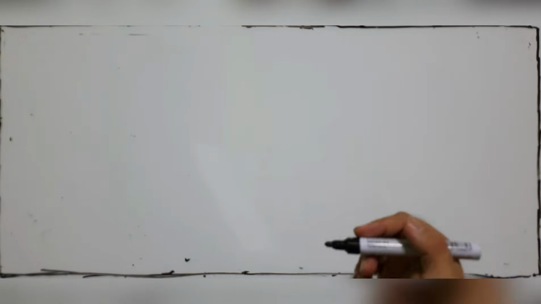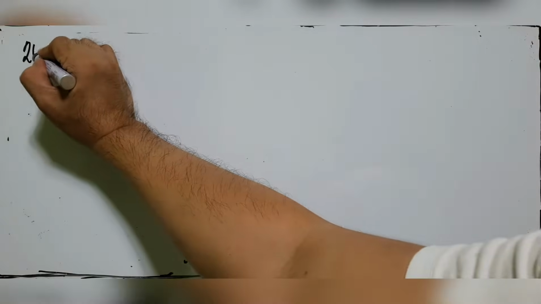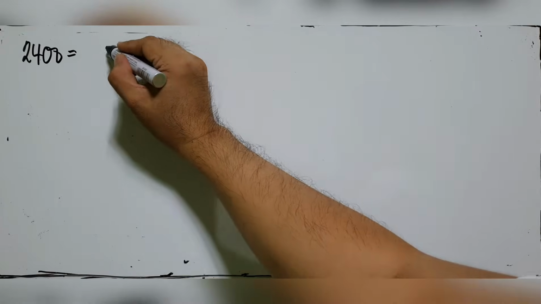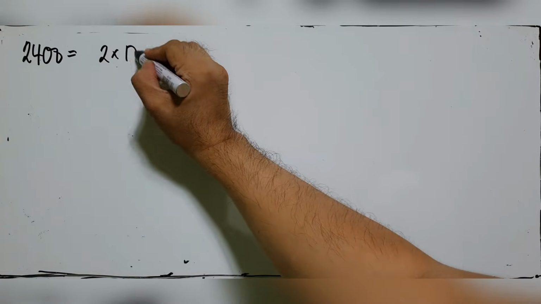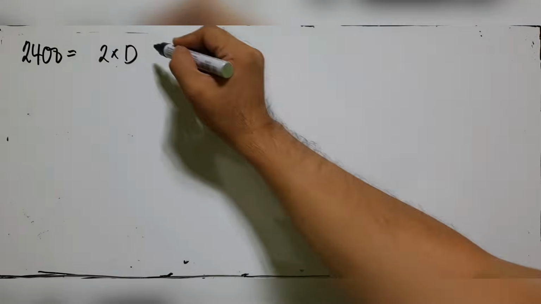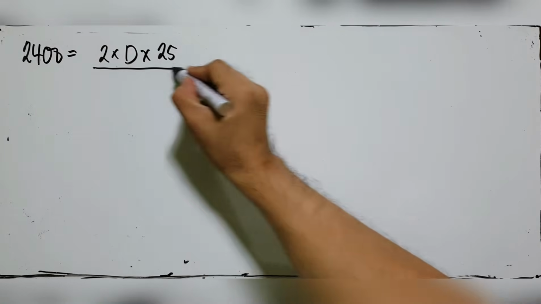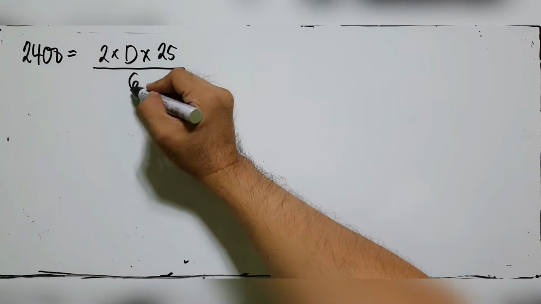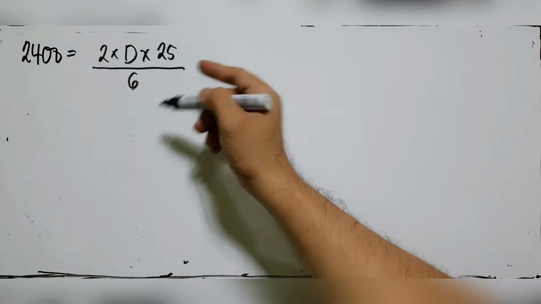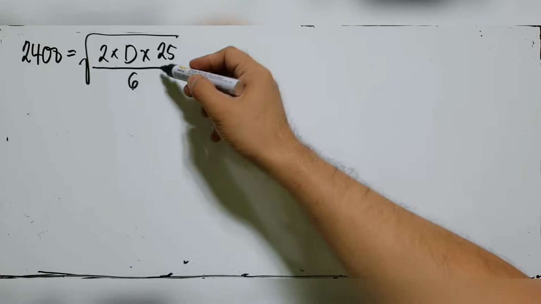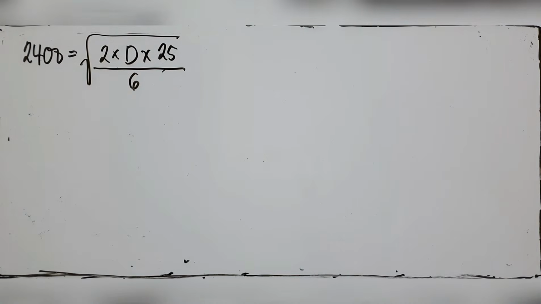So given our EOQ of 2,400, that is equal to the square root of 2 times the demand that we are missing, times the ordering cost of 25 pesos per order, over the carrying cost per unit of 6. That is 10% of 60. So get the square root of that. That will give you 2,400.